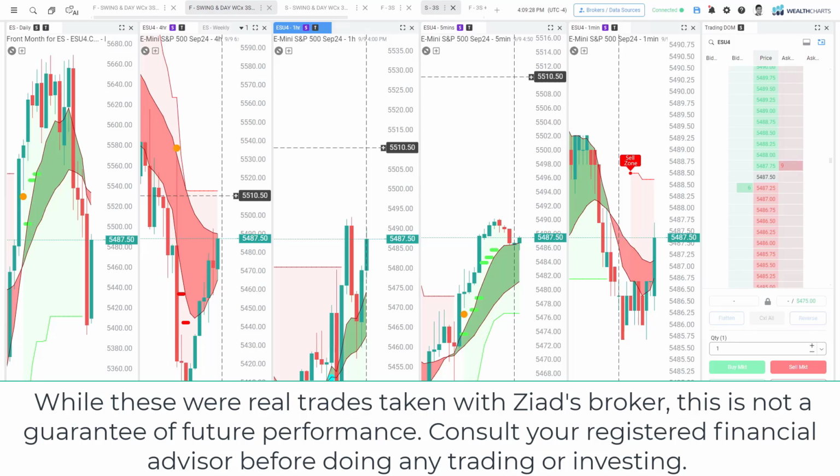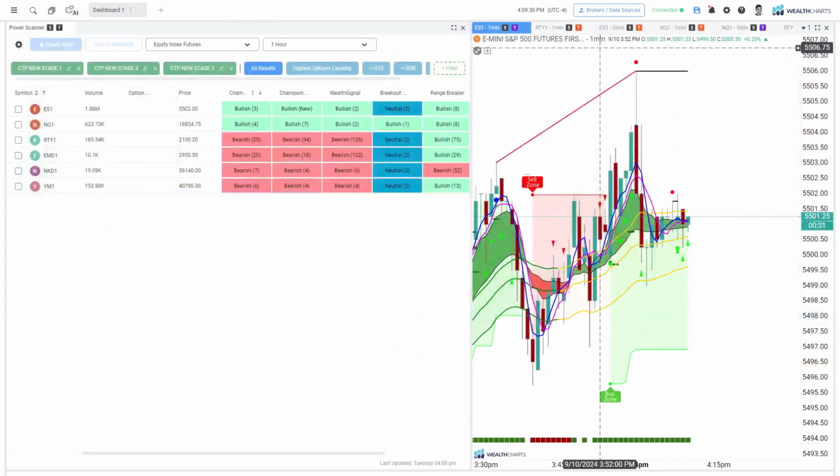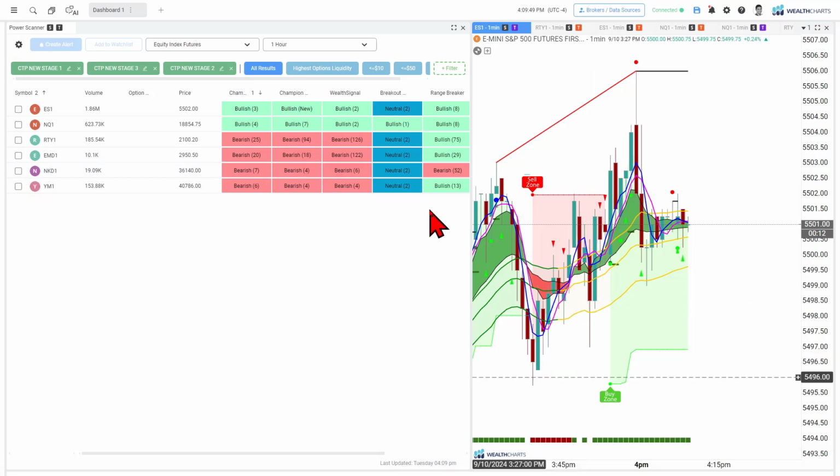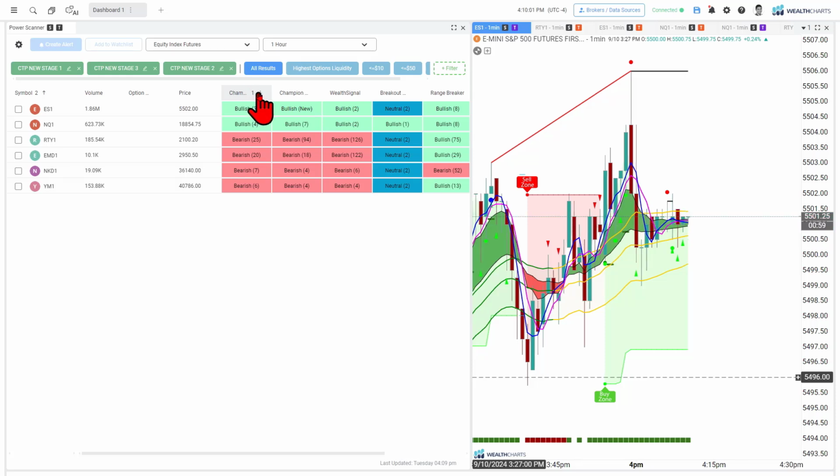I'm going to be combining them with the immense power of the power scanner. Now, this is one of the favorite tools on WealthCharts for our entire student family. Why? Because it gives you the ability to identify and evaluate where exactly the opportunities are and when to trigger that trade. I'm actually scanning real life futures right now, as you can see, the S&P E-minis, and I have the ability to immediately come in and understand at what part of the sequence of Champion Trend Pack signals.